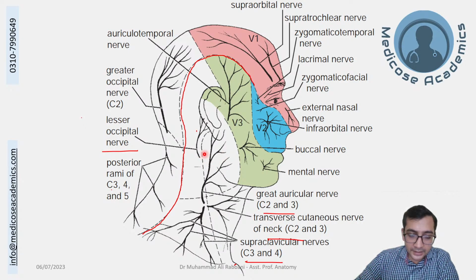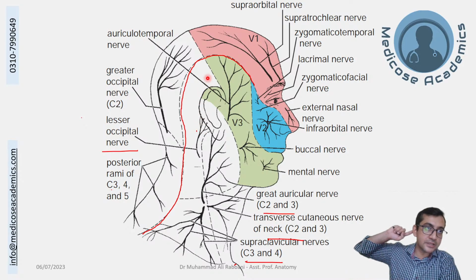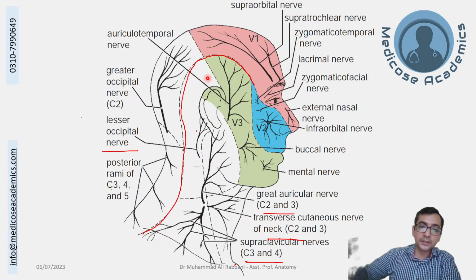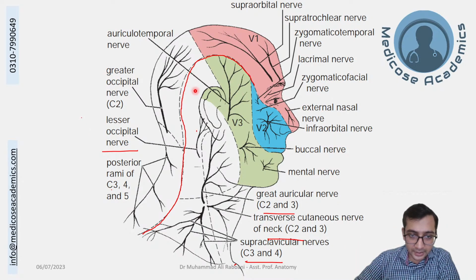The smaller nerve that exits the posterior margin of the sternocleidomastoid at a higher level and goes to the back aspect supplies the whole medial aspect of the ear, the inner aspect of the pinna. That is the lesser occipital nerve.